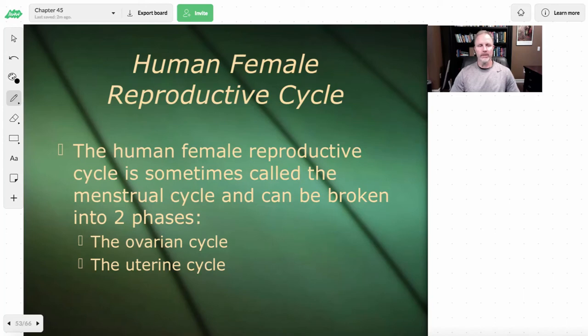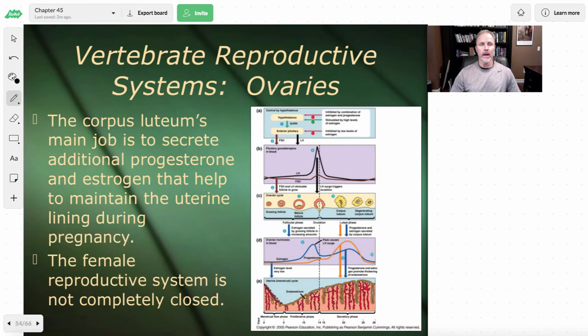Okay, in this last section, what we're going to talk about is the human female reproductive cycle. It's sometimes referred to as the menstrual cycle, and it can be broken into two phases. You have the ovarian phase, or the ovarian cycle, and then you have the uterine phase, or the uterine cycle. Within the ovaries, we have these structures that we've been talking about called the corpus luteum, and their main job is to secrete additional progesterone and estrogen that help maintain the uterine lining during pregnancy.